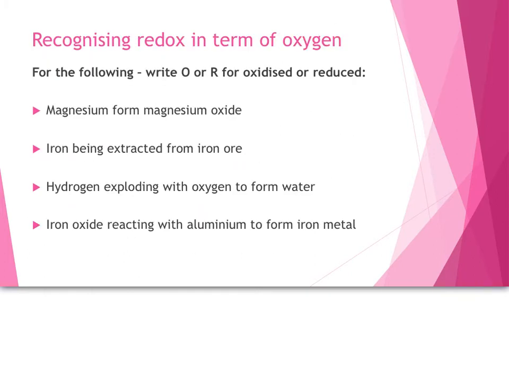So for the following, you just need to write down an O or an R for whether something's oxidized or reduced. I'll do the first couple with you. Magnesium's forming magnesium oxide. So we're adding oxygen, aren't we? Because we've ended up with an oxide, so that's an oxidation. Iron ore is iron with oxygen, and we're removing that to make just simple iron, so that must be reduction. So you can carry on with that.